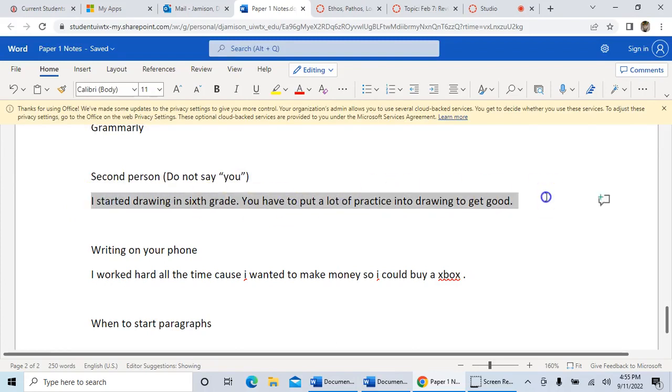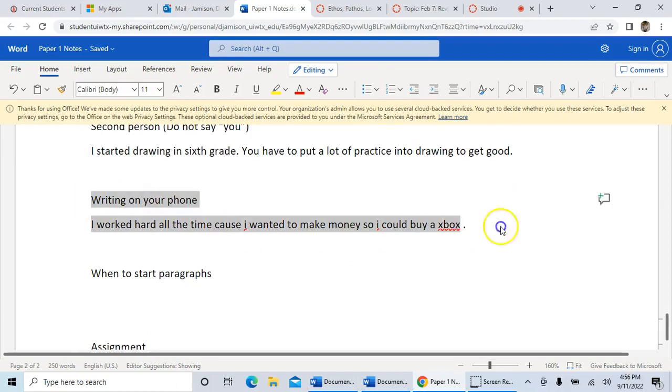So this is an example of that. I started drawing in 6th grade. You have to put a lot of practice into drawing to get good. Well, maybe I'm just a savant at drawing, right? It's not fair to say this. This isn't everyone. This is just yourself, right?